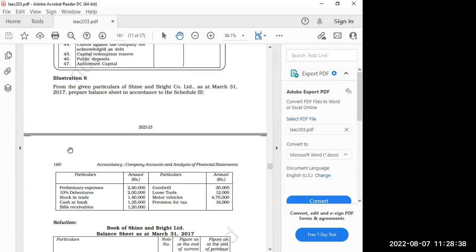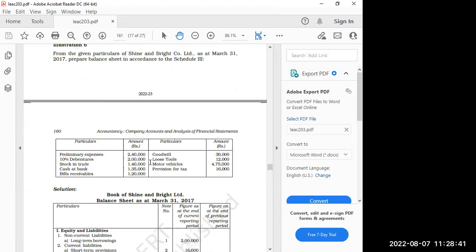Okay. This is the balance given to you. It's not exactly a trial balance. They have given you balances, an extract from the trial balance. What are there? Preliminary expense 2.4 lakh, 10% debentures 2 lakhs, stock in trade 1.4 lakhs, cash at bank 1.35 lakhs, bills receivable 1.2, goodwill 0.3, loose tools 12,000, motor vehicles 4,75,000, provision for tax 16,000. From this, you have to prepare a balance sheet.